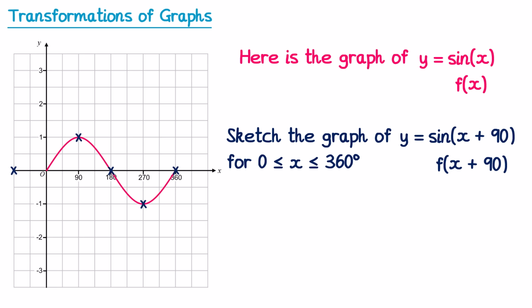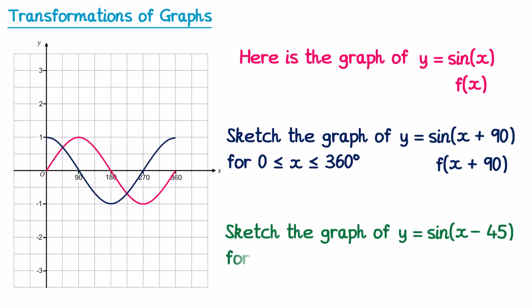But I don't actually need this point because it asks me to sketch values from 0 to 360, so we can remove that one. The point at the top at 90, 1 will move across to 0, 1. Then 180, 0 will move to 90, 0. 270, negative 1 will become 180, negative 1. And 360, 0 will become 270, 0. So we end up with this graph here. Now we haven't actually finished because we need to go all the way up to 360. So if we imagine continuing the red graph like this, then this point here would move to the left 90 degrees. So we should draw in this bit as well. And that would be the completed graph of y equals sine of x plus 90.